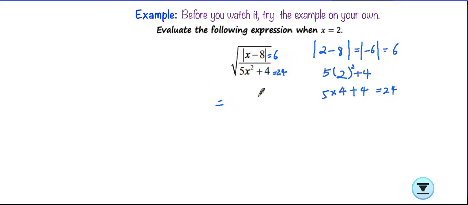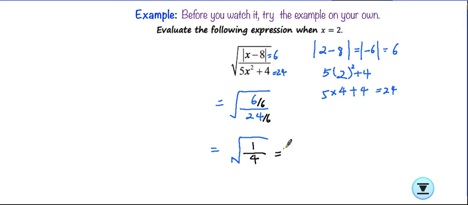So let's write them together here. 6 over 24. And then, as I mentioned, we prefer to simplify this. I know 6 is a factor of 24, so I'm going to simplify this fraction by dividing both parts by 6. So it's 1 over, yes, you're right, 4.